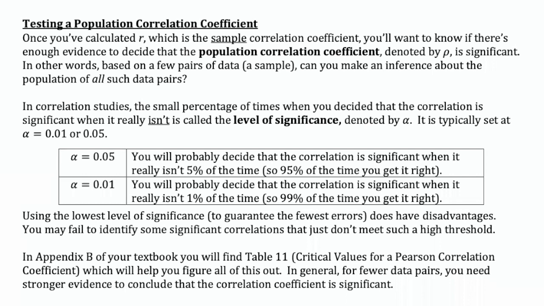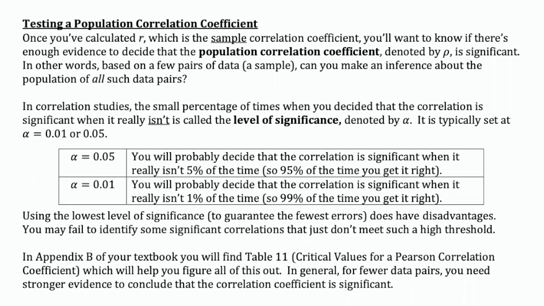Last topic in section 9.1 is how to test a population correlation coefficient. So, what we've been calculating so far is the sample correlation coefficient, where you have a small set of data that is pulled from a larger population.